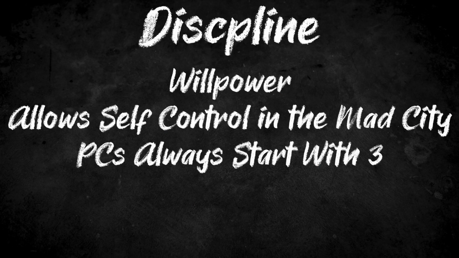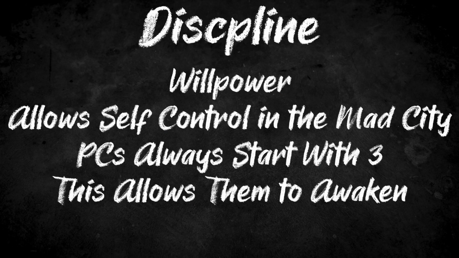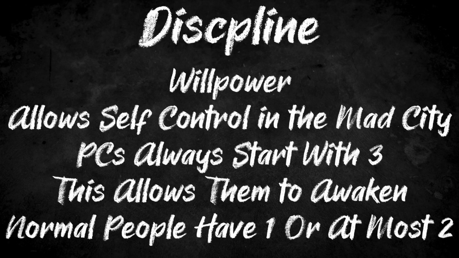This is a simple one. Every PC starts with 3 discipline. This is an exceptional level and how they're able to become awake. Most normal people will have 1 discipline, while some special individuals may have 2. So Edwin, being a player character, marks a 3 in his discipline.